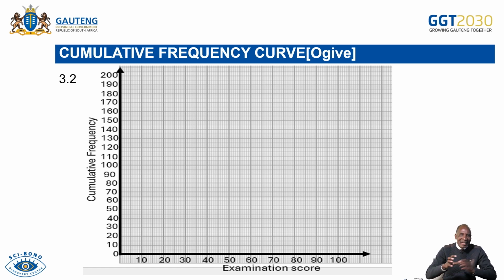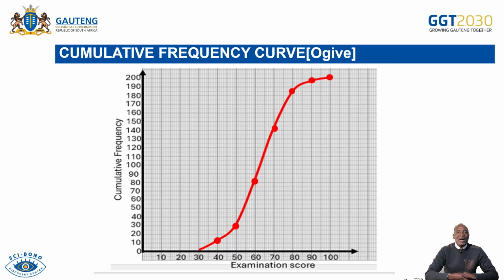I'm just summarizing what we have been explaining. We use our graph paper. Otherwise, you'll get your own worksheet. We use our graph paper, indicate our cumulative frequency, then our examination scores. Then we draw our cumulative frequency curve. We plot our points using the upper values and obtain our cumulative frequency curve.